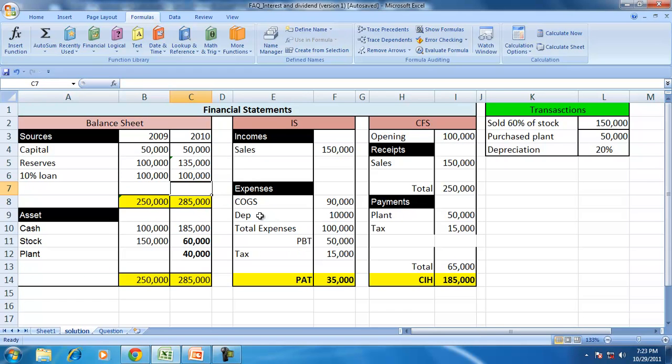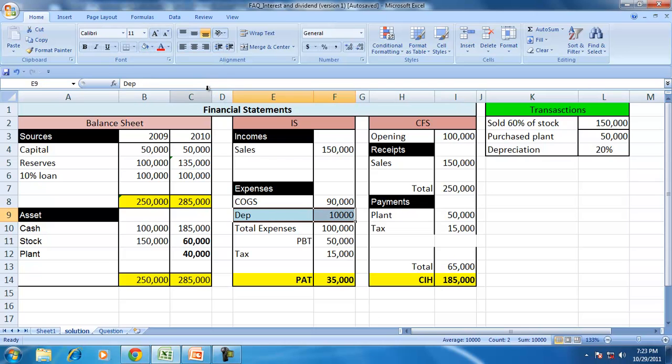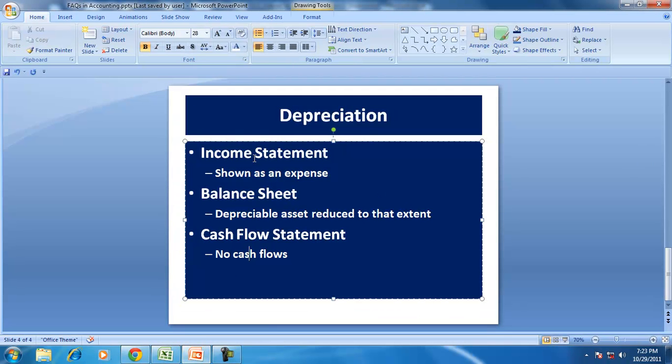But the focus of our discussion was depreciation. The depreciation is shown as an expense in the income statement, and depreciation will be reduced from the value of the plant. So depreciation is a reduction in the value of the asset, and the reduction is shown in the income statement as an expense.